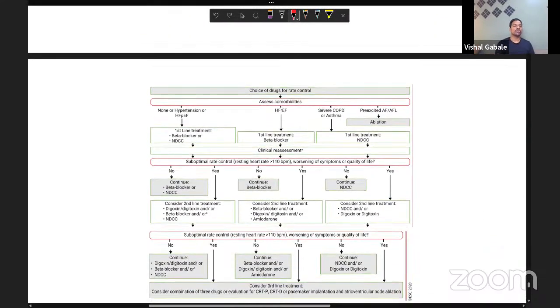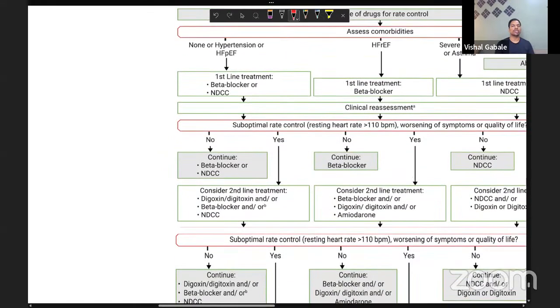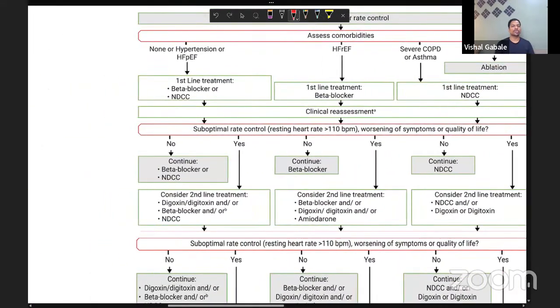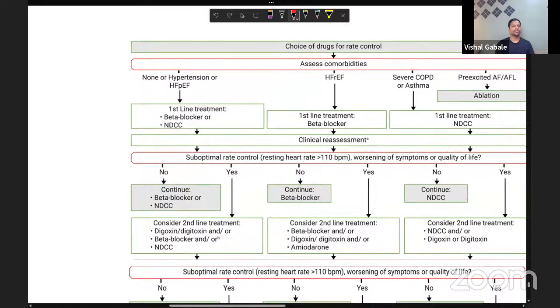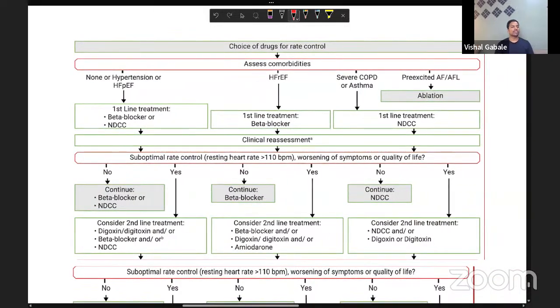Coming to the rhythm control, or there is one more chart on the rate control here. You can see what sort of drugs you can use. Okay, so if the patient has hypertension or HFpEF, go for beta blocker and non-dihydropyridine calcium channel blocker, NDHCC. Then again HFrEF, you target with the beta blocker. If beta blocker is not helping, then you go for the digoxin. Similarly, in case of severe COPD and asthma, we cannot give beta blockers, right? Because beta blocker is constricting the airways in asthma. So that's why we give calcium channel blockers.